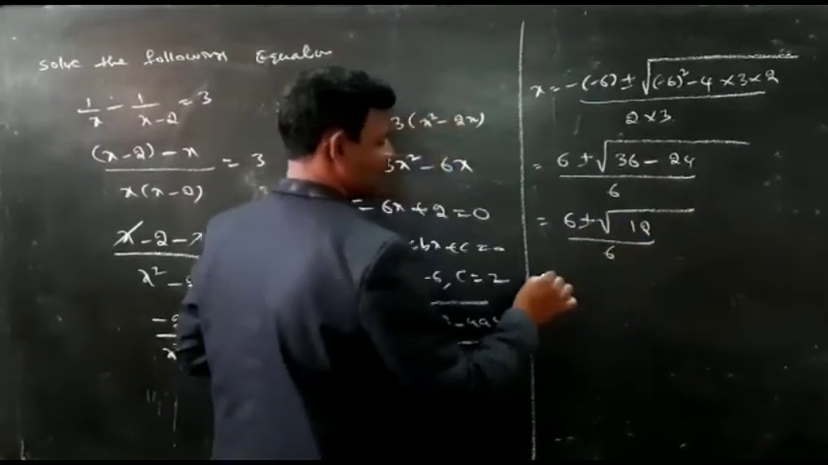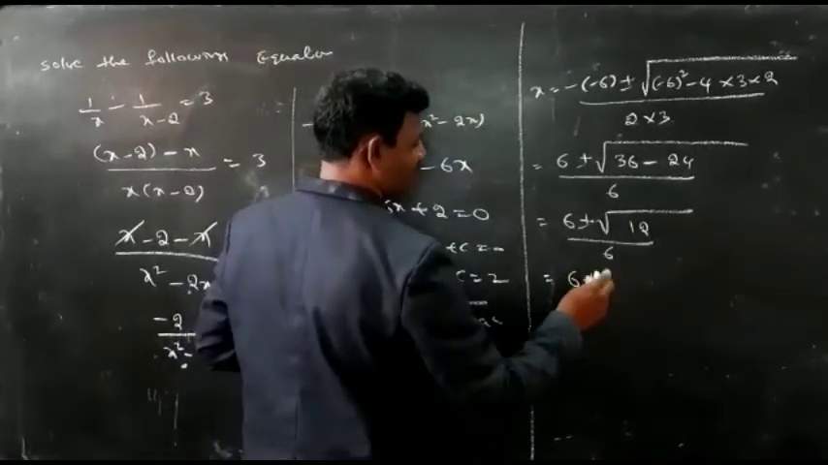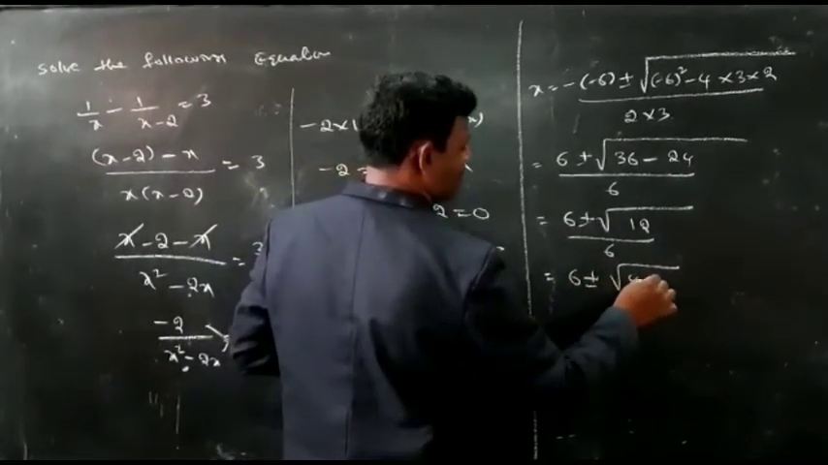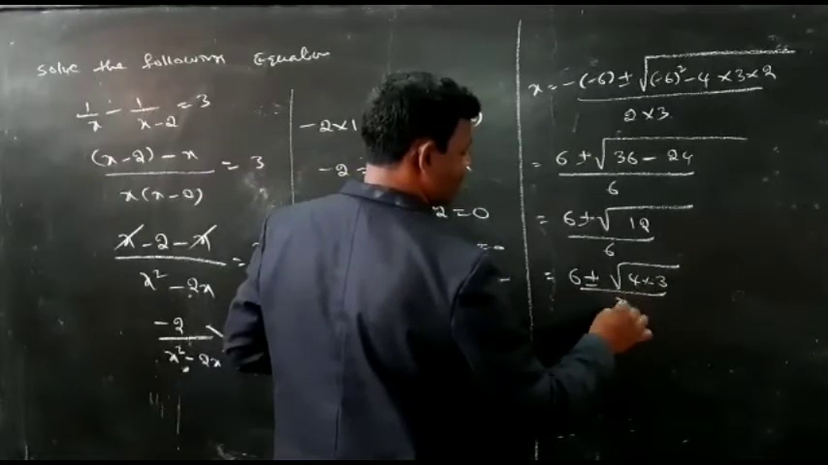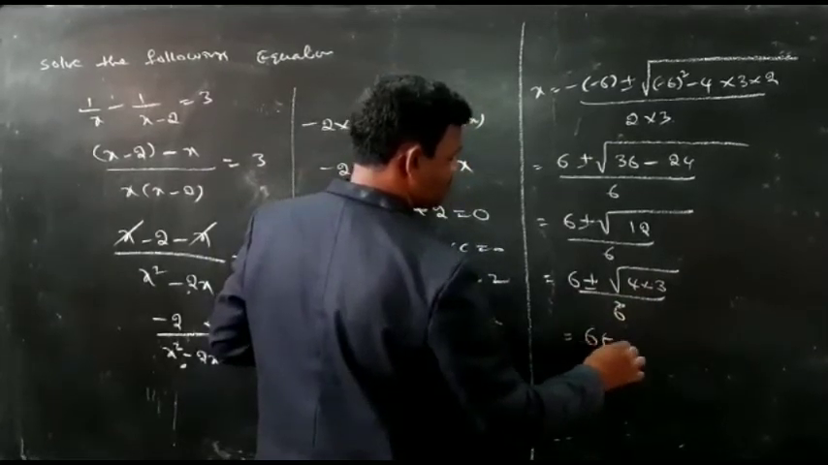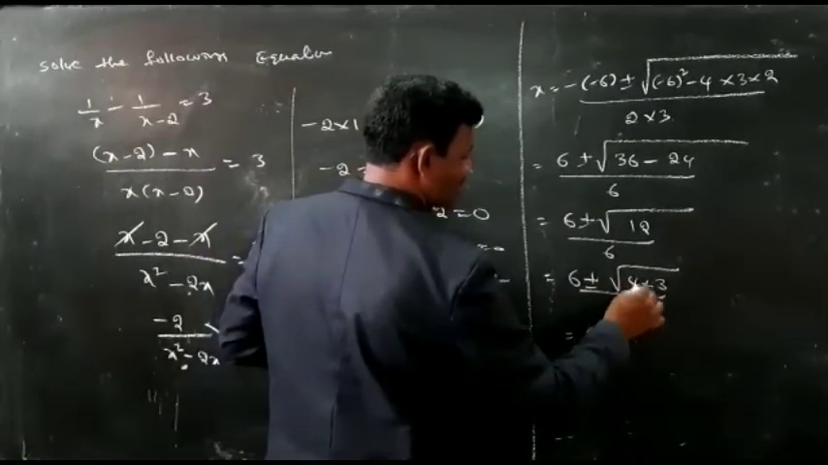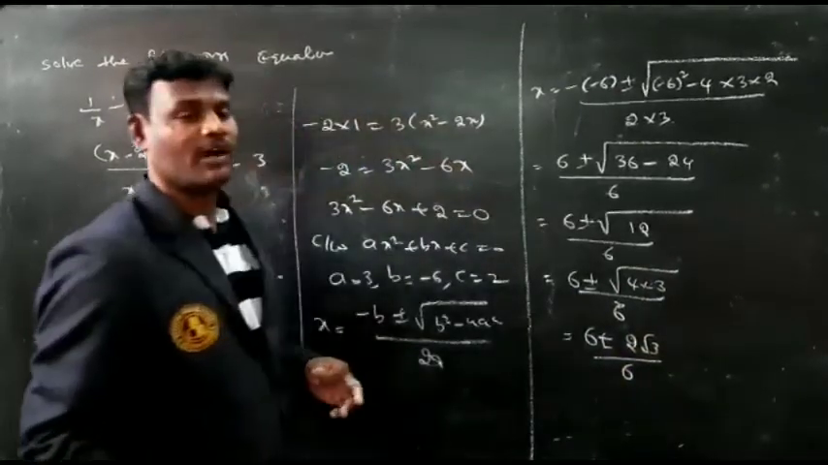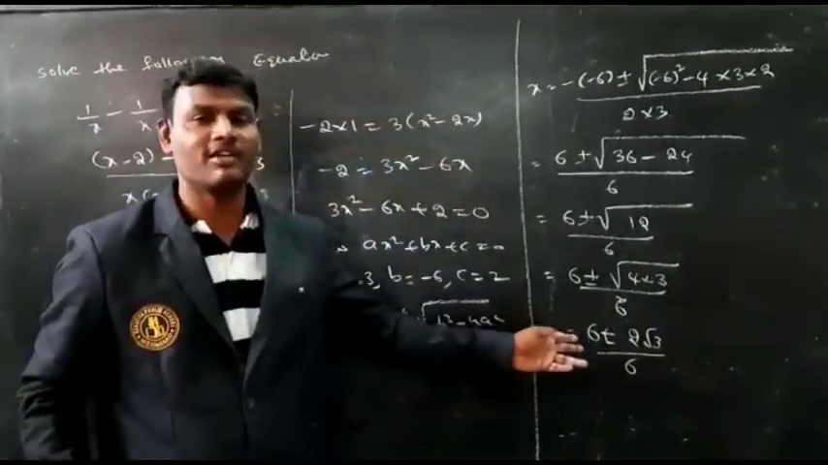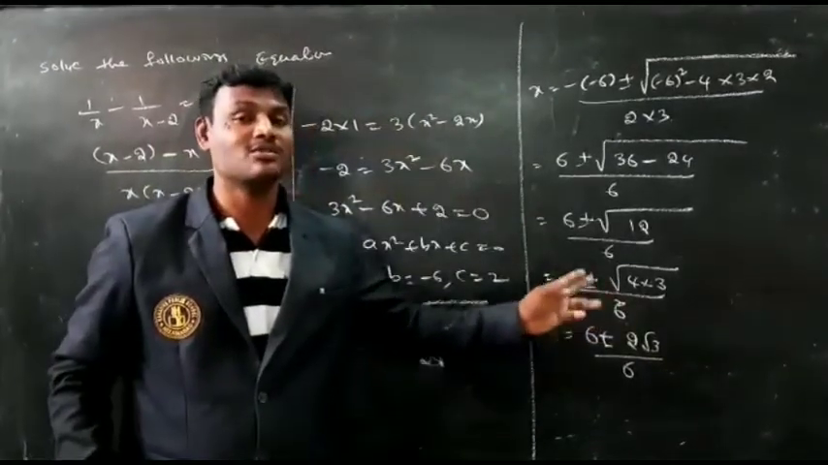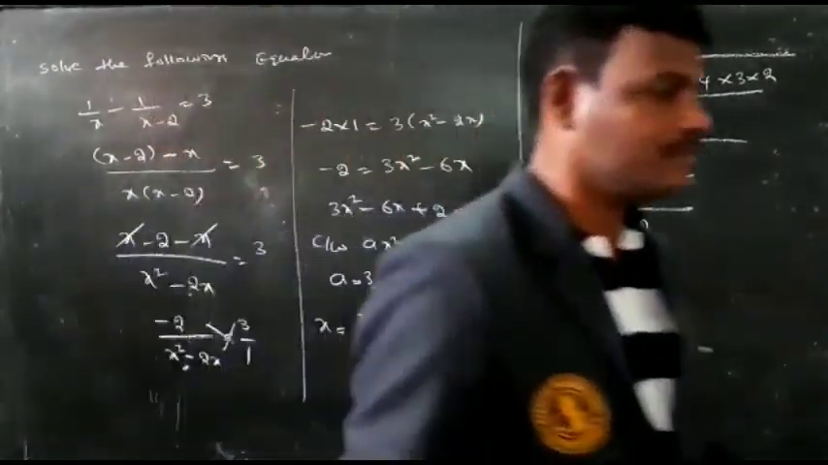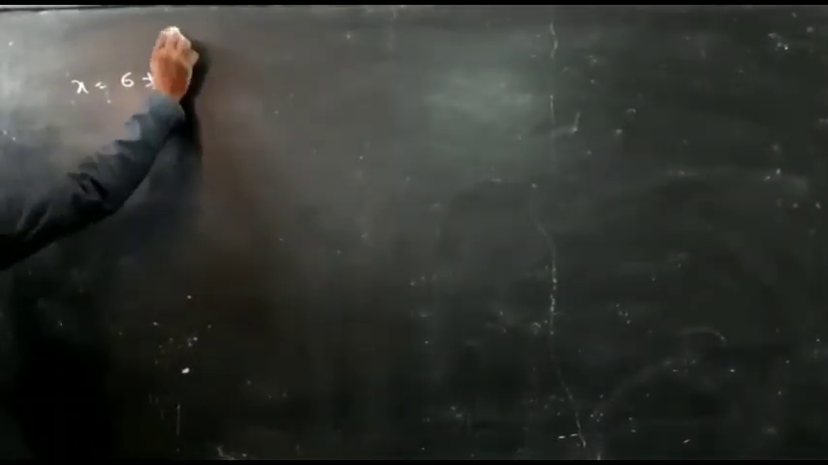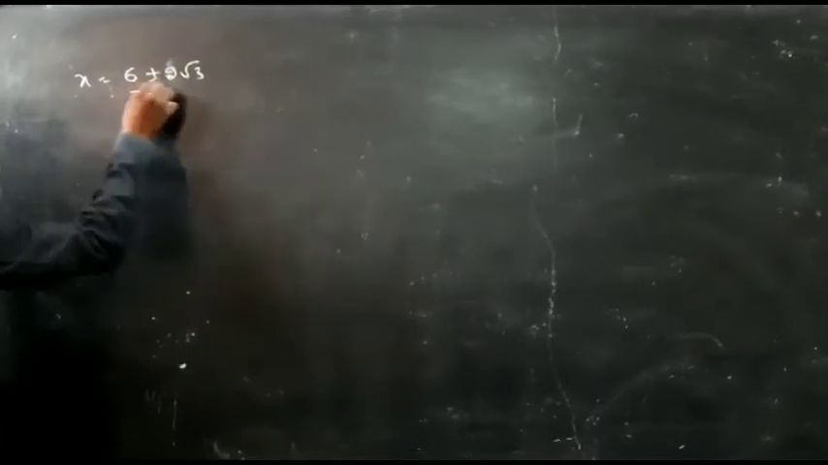12 by 6 is equal to 6 plus or minus root 12, we can write root 12 as 4 into 3 by 6. 6 plus or minus square root of 4 is 2, so 2 root 3 by 6. So what are the roots of this given quadratic equation? x is equal to 6 plus or minus 2 root 3 by 6.